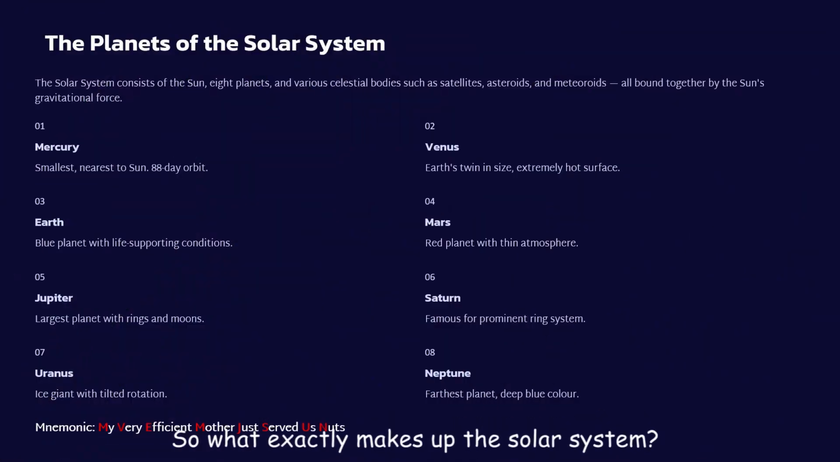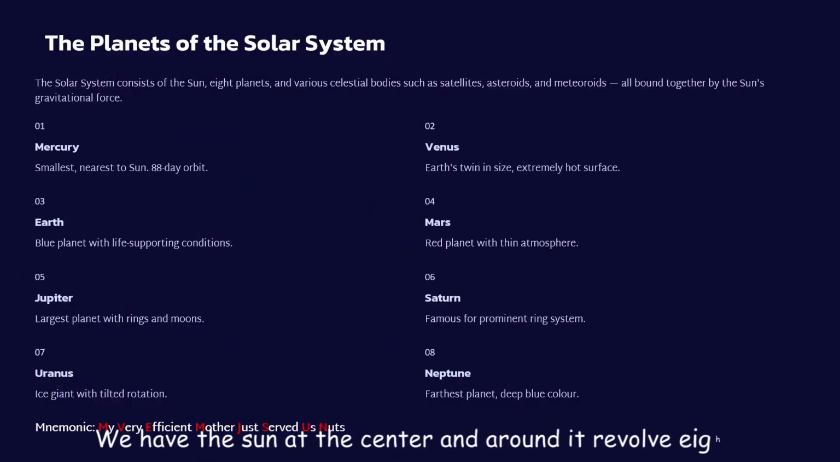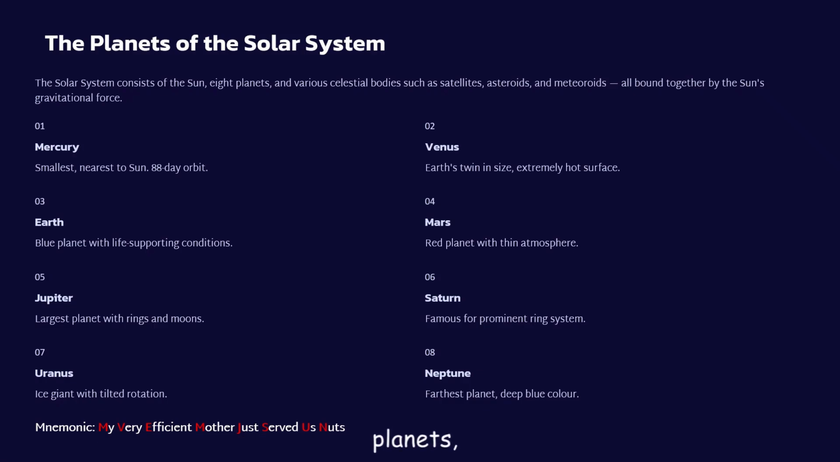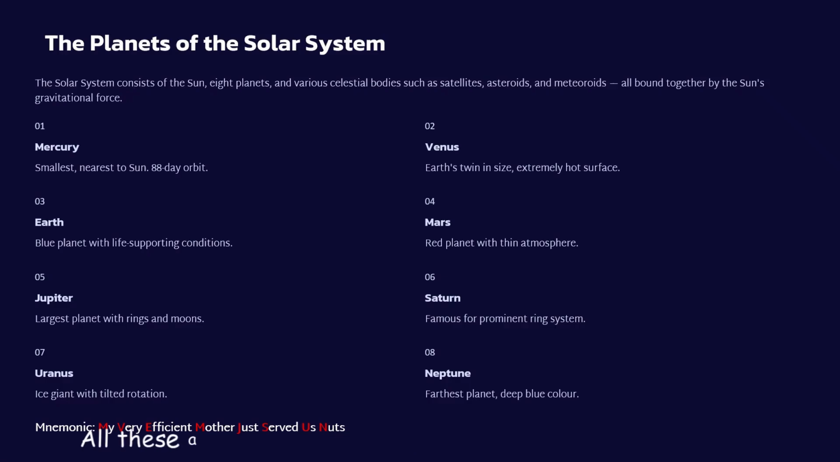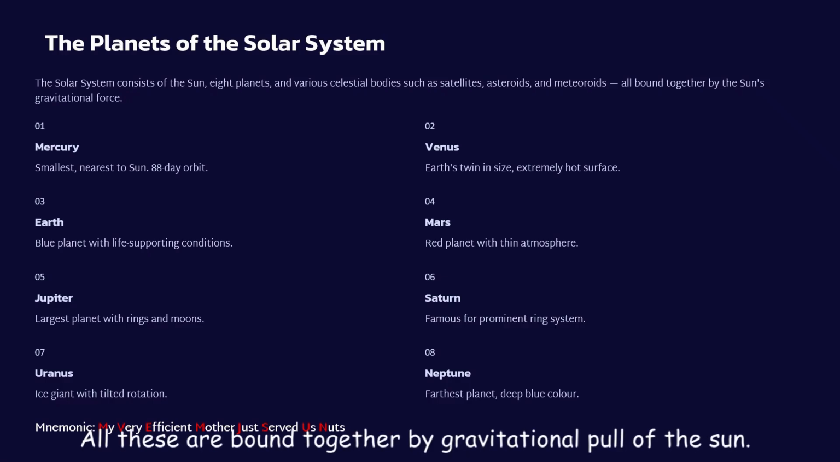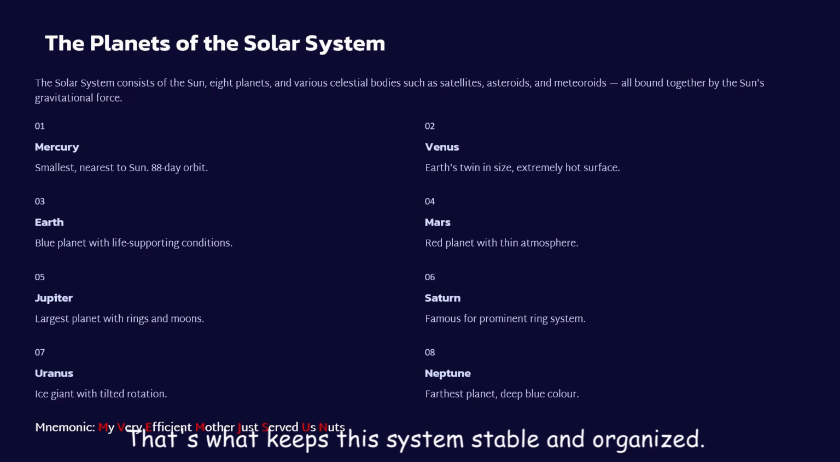So what exactly makes up the solar system? We have the sun at the center and around it revolve 8 planets, their satellites and other small bodies like asteroids and meteoroids. All these are bound together by the gravitational pull of the sun. That's what keeps this system stable and organized.